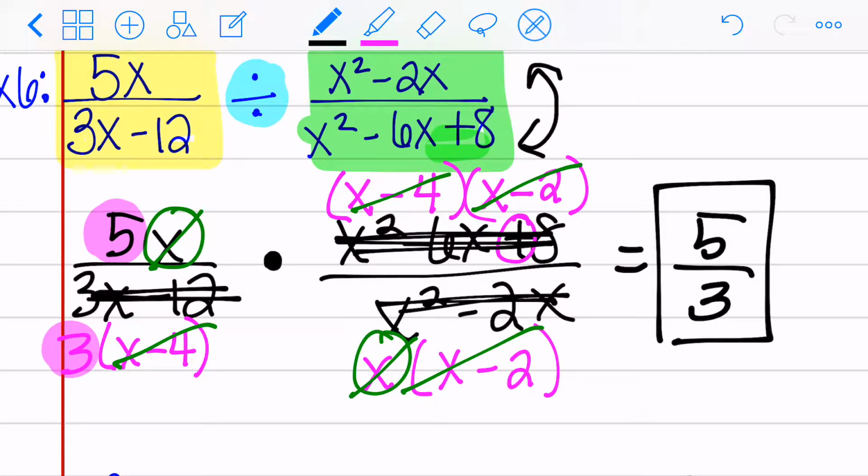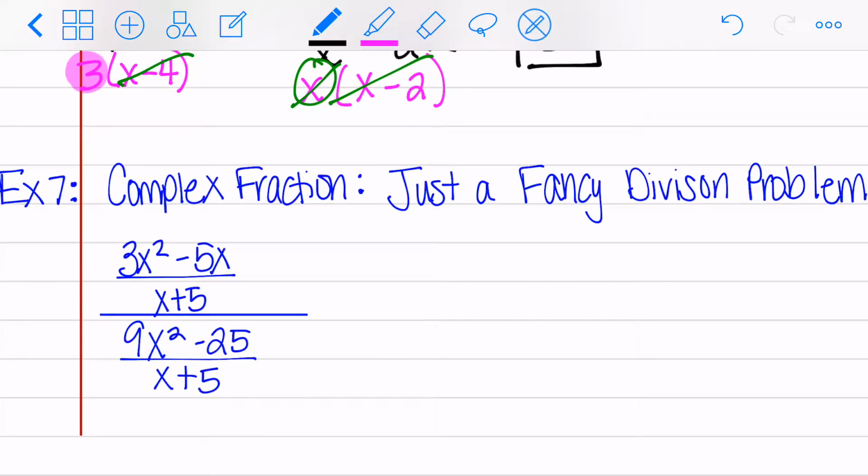Okay, last example for today. This is called a complex fraction. A complex fraction is just a fancy division problem. It's got this big division sign separating one fraction from another. So let's just rewrite this as a simple division.